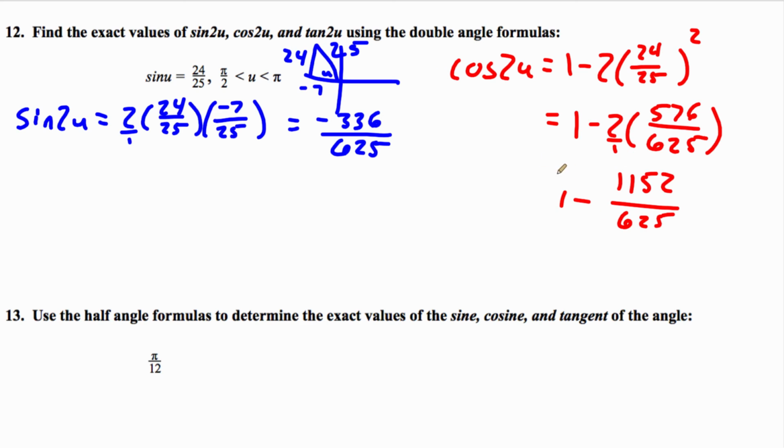So if we're going to subtract these fractions, what we're going to need are common denominators. So this 1 is going to turn into 625 over 625. And then if we carry out that subtraction, we end up getting negative 527 over 625. And again, no reducing that we can do there, so that's our final answer.